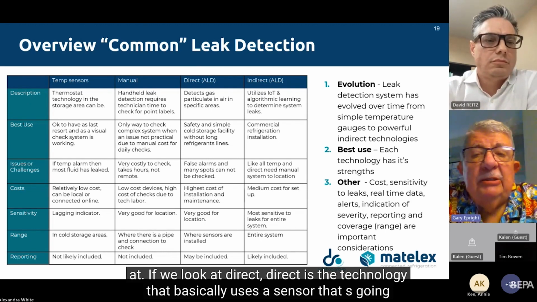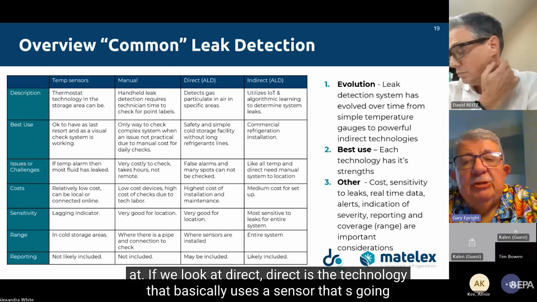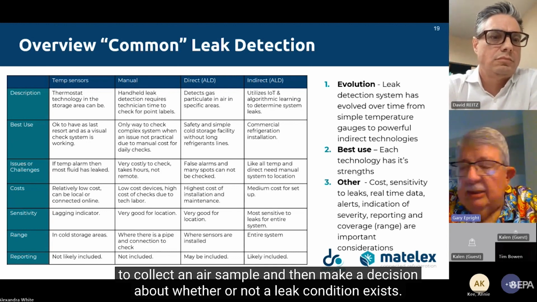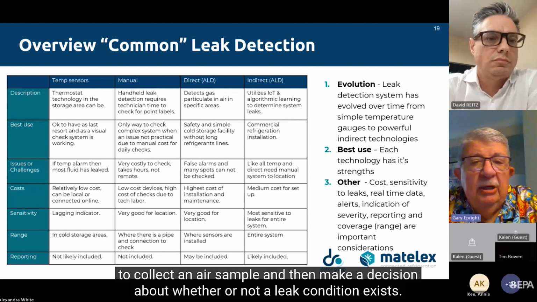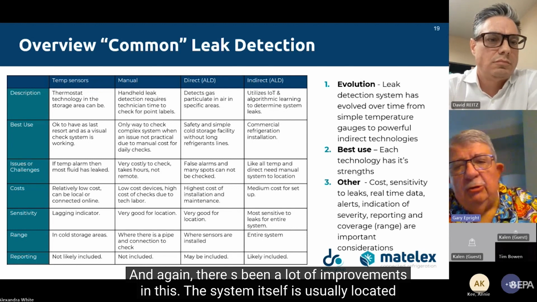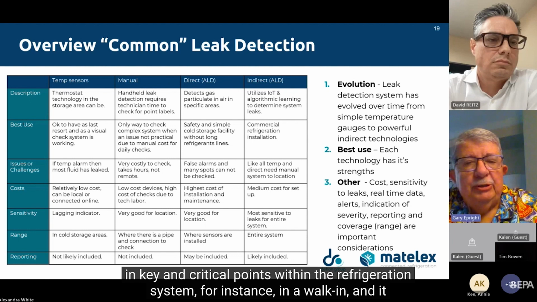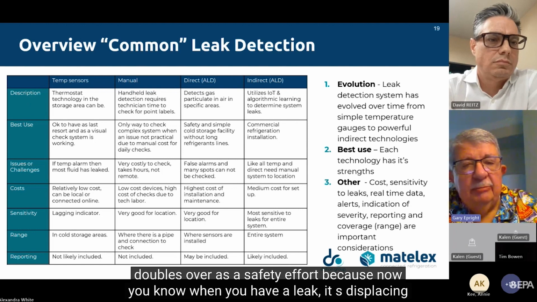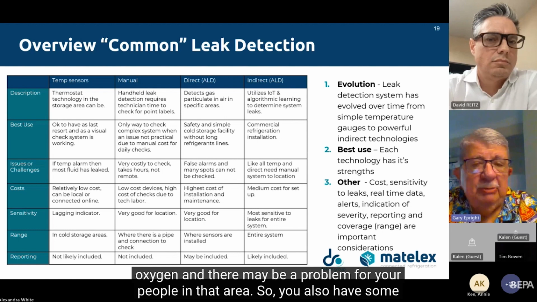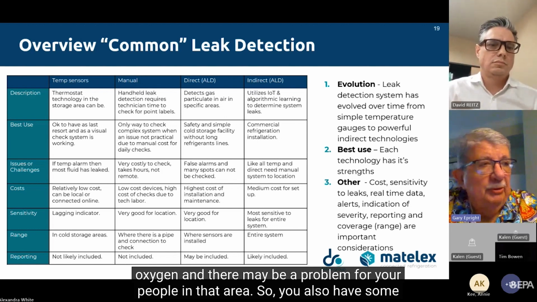If we look at direct, it's the technology that basically uses a sensor that's going to collect an air sample and then make a decision about whether or not a leak condition exists. And again, there's been a lot of improvements in this. The system itself is usually located in key and critical points within the refrigeration system, for instance, in a walk-in. And it doubles over as a safety effort, because now you know when you have a leak, it's displacing oxygen and there may be a problem for your people in that area.